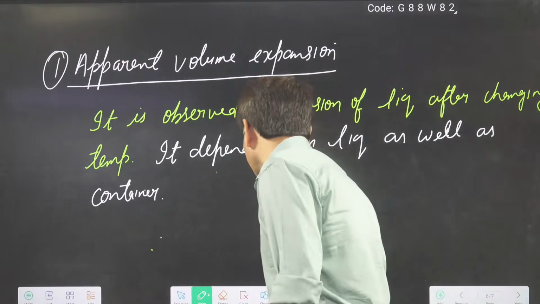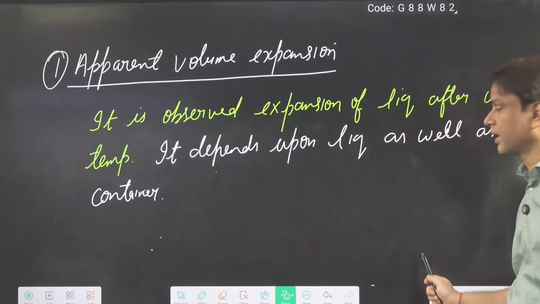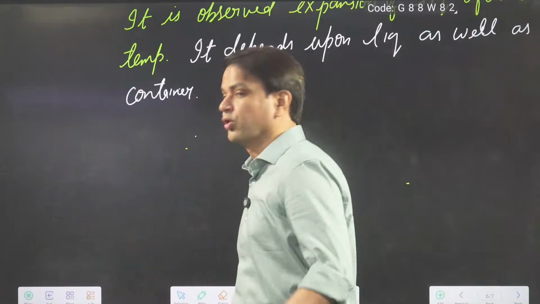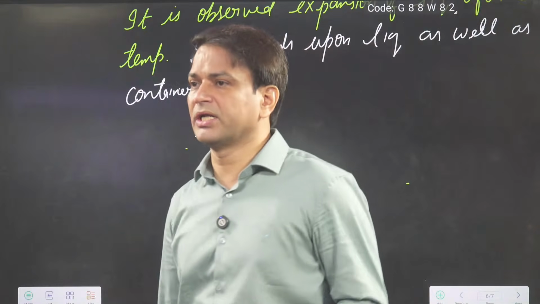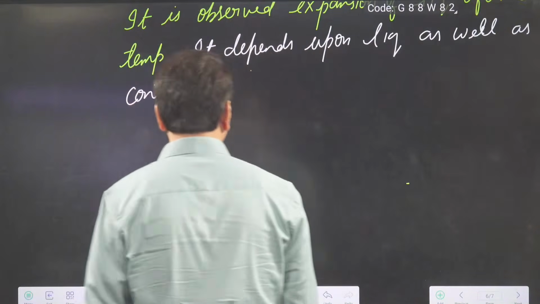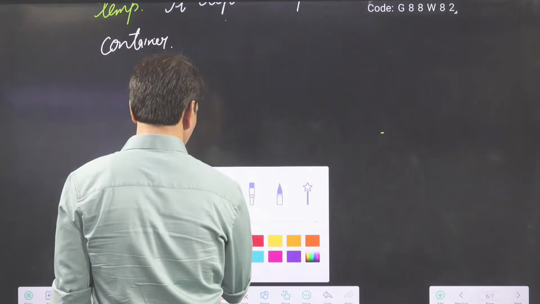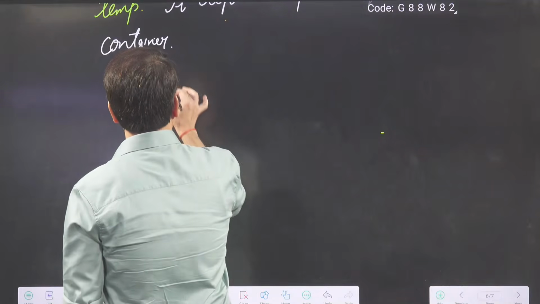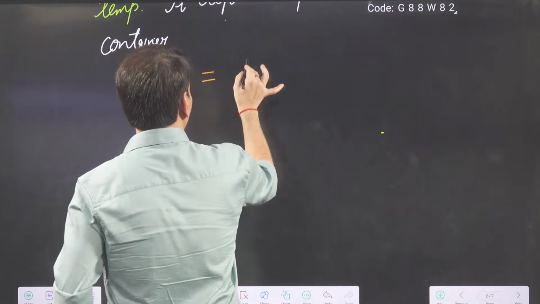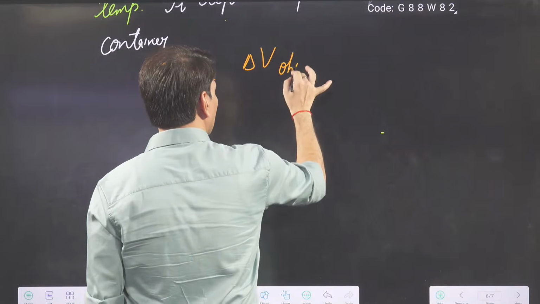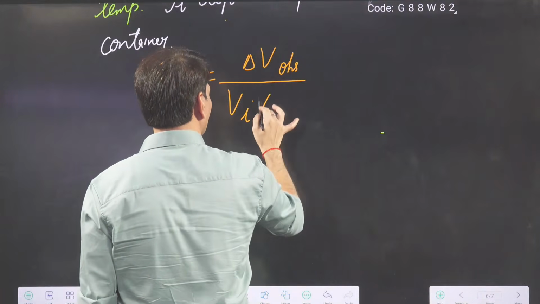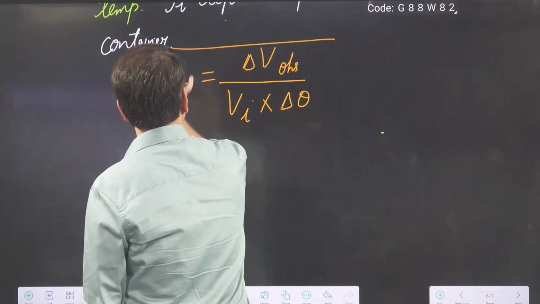Okay. Up to this, okay? So it is an observed expansion. It depends upon the liquid as well as the container. Now, if I am defining the gamma apparent, what can I say? Delta V observed upon V initial into delta theta.